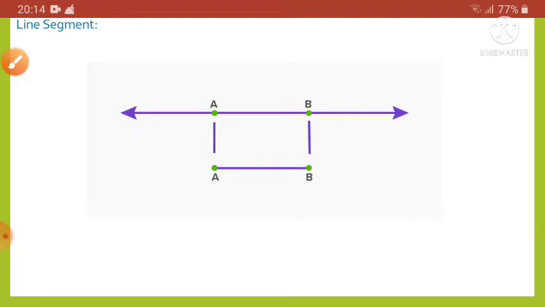So what is the outcome? A line has no endpoints, a ray has one endpoint, and a line segment has two endpoints. A line has infinite length, a ray has infinite length in one direction only, and a line segment has definite length. In a line and a ray the length cannot be measured, but in a line segment the length can be measured.